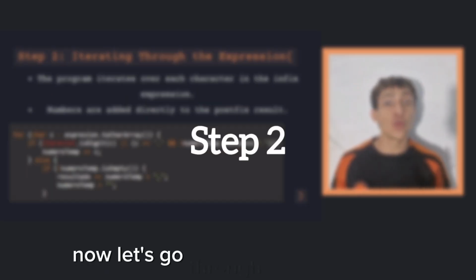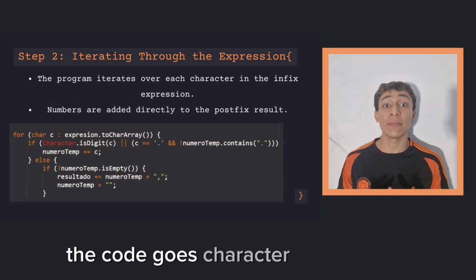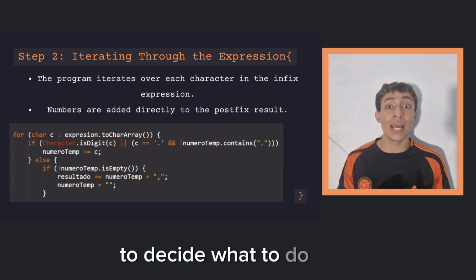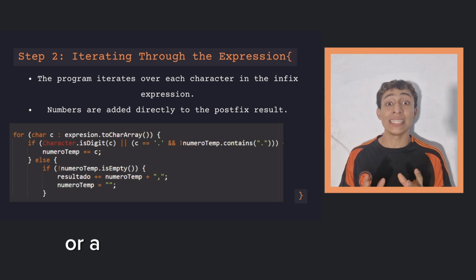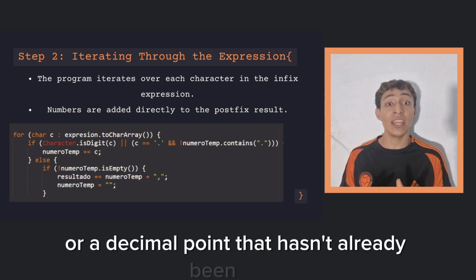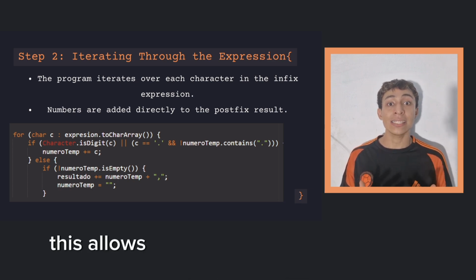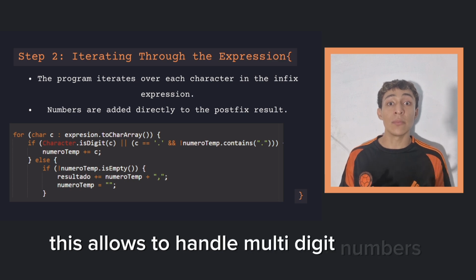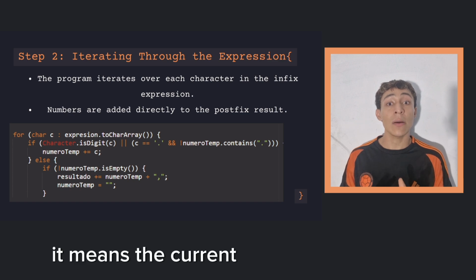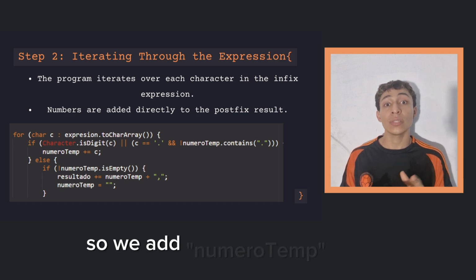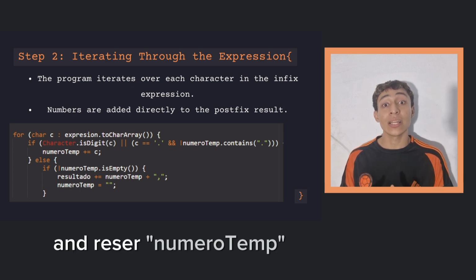Now let's go through each character in the infix expression. The code goes character by character to decide what to do. Here, if the character is a digit like 1 or 0, or a decimal point that hasn't already been used, it is added to number 10. This allows us to handle multi-digit numbers like 10. If the character isn't a number, it means the current number is complete. So we add number 10 to the result, followed by a comma, and reset it to prepare for the next number.